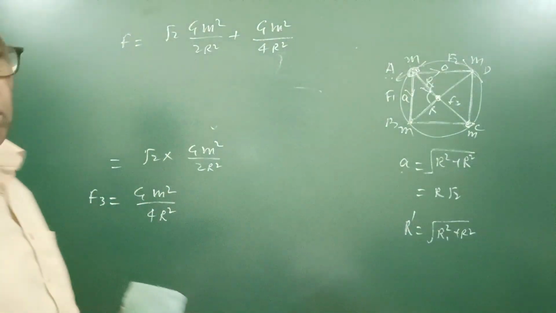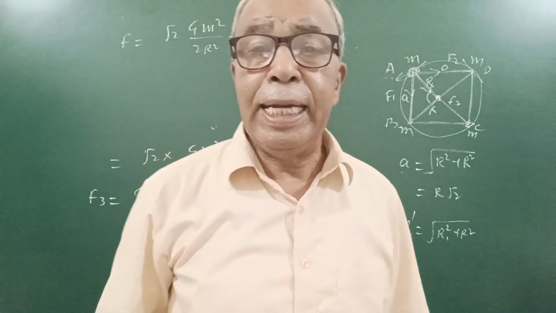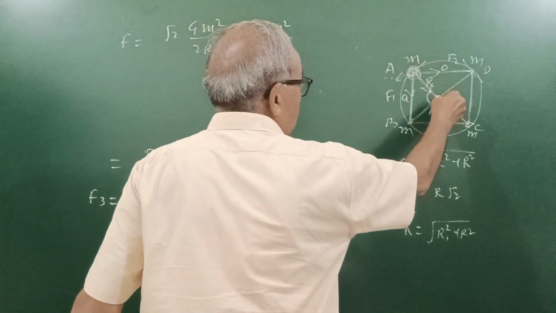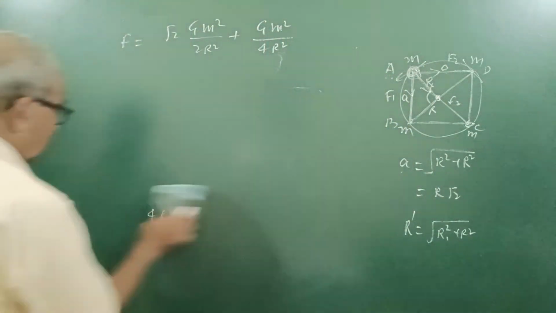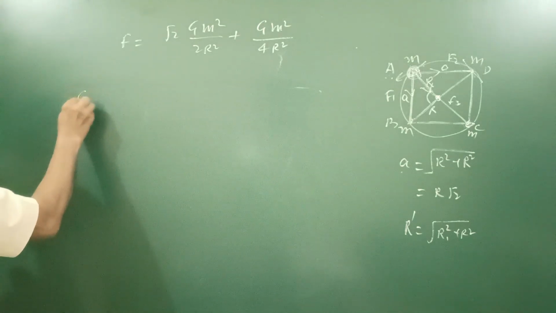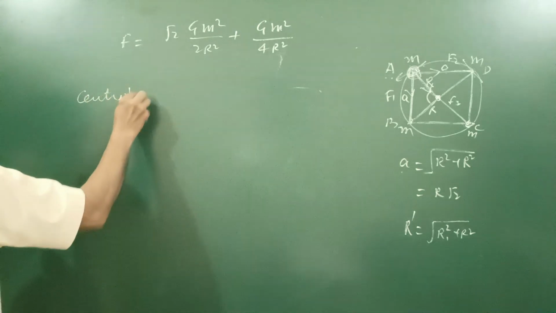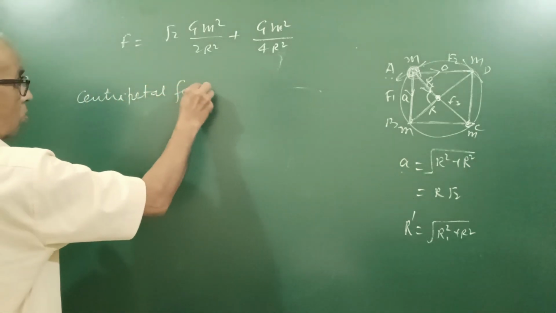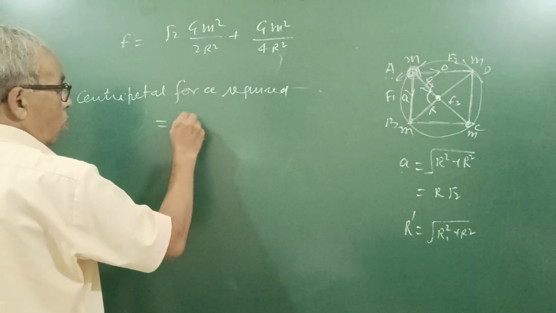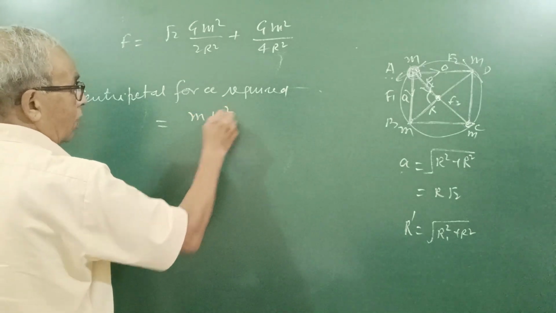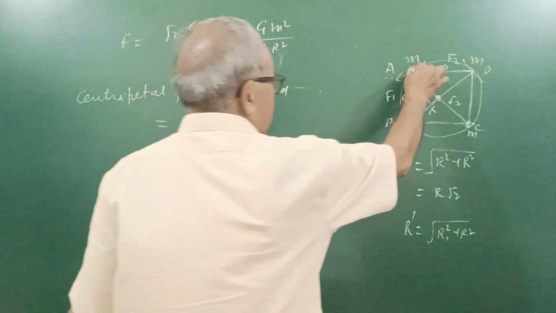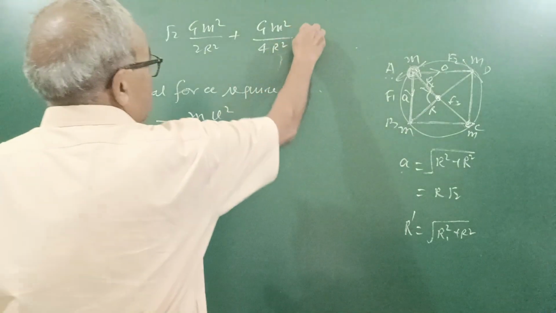Now, when a body moves in a circular path, it needs centripetal force. So this mass is moving on a circular path with radius R, so centripetal force is required. Centripetal force required is equal to MV² upon R, where R is the radius. And this force is equal to this.